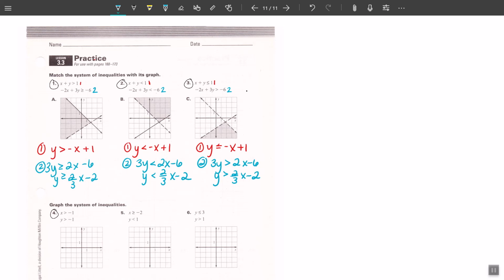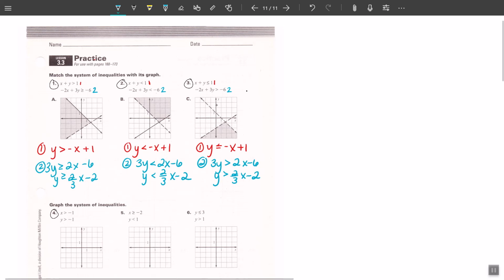In the second system of equations, they're both less than signs. So we're looking for shaded regions where they're both shaded underneath the line, and they're also less than. So we're looking for two dotted lines. And then in that last system of equations, you've got one less than or equal to, so that's going to be solid, and then you've got that second equation, which is a greater than.